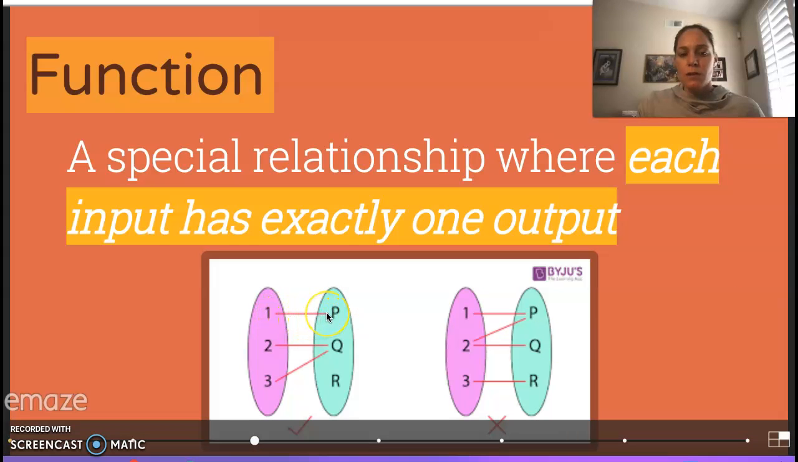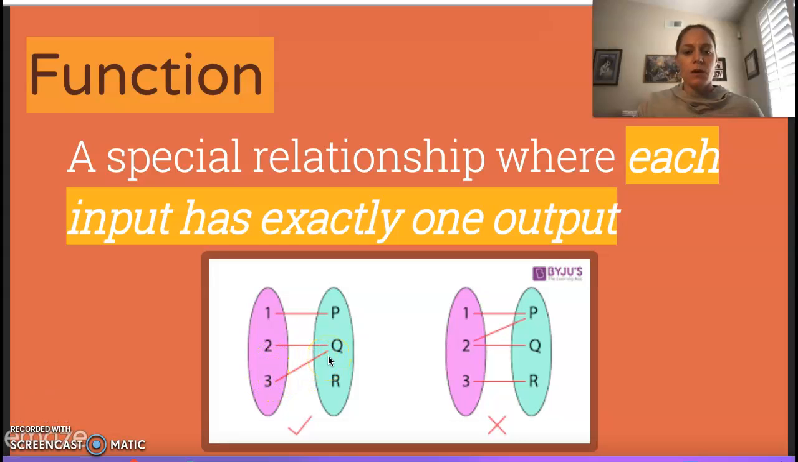If you take a look at the picture below, you can see that the number 1 is associated with the letter P, the number 2 is associated with the letter Q, and 3 is also associated with the letter Q. This right here represents a function. Why? Because again, 1, 2, and 3 all have their own individual output, and only one of them.